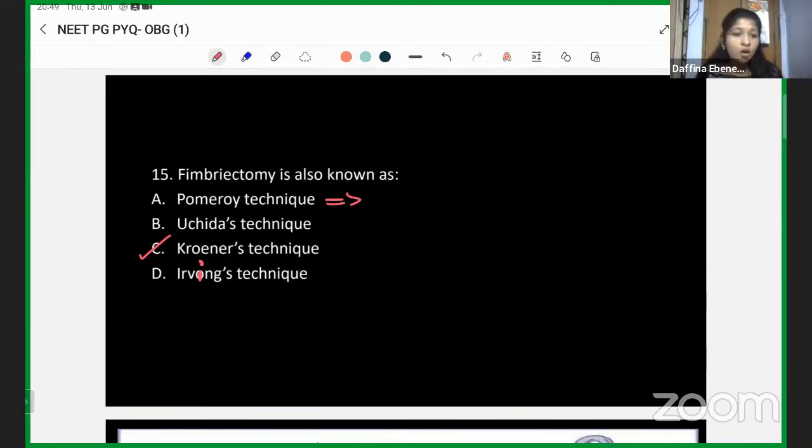Uchida's technique is also not commonly done. Pomeroy's technique is what is commonly done. And Kroner's technique is the other name for fimbriectomy.